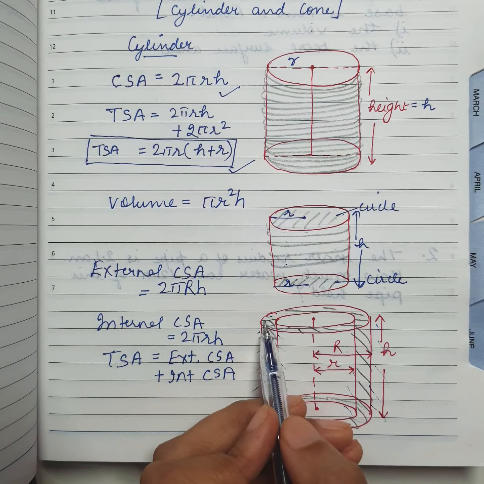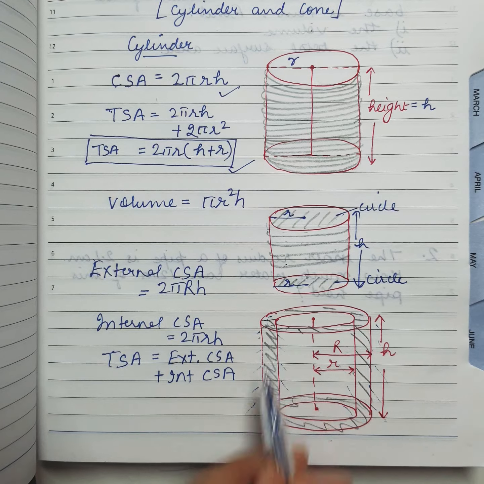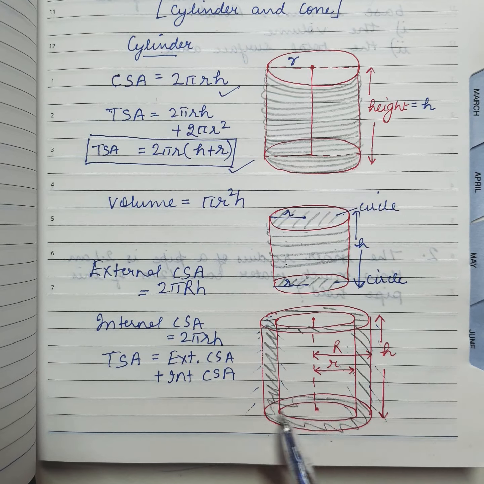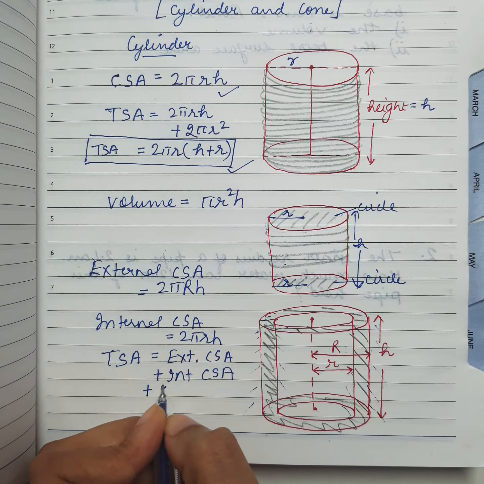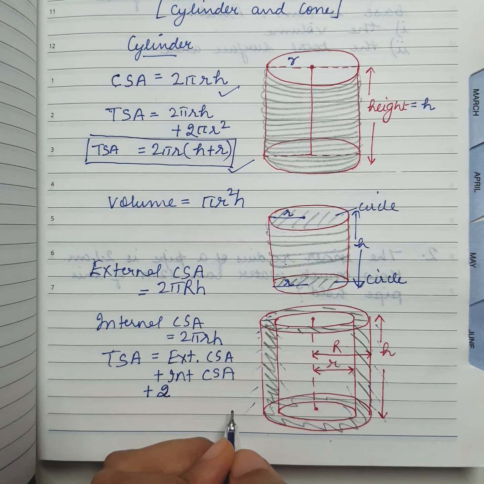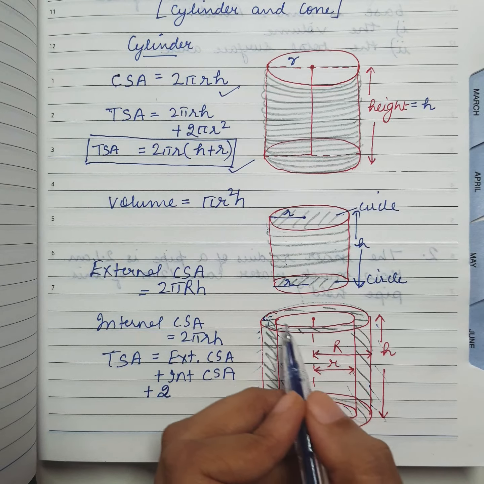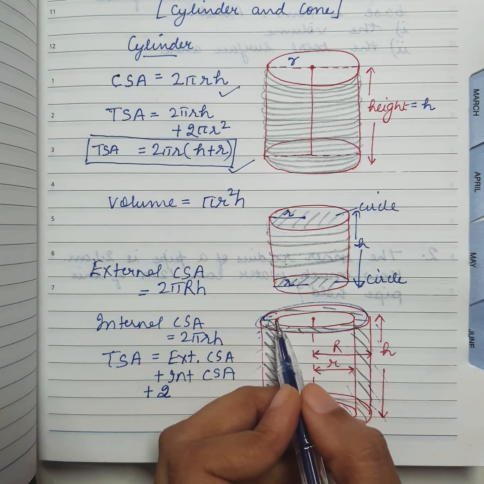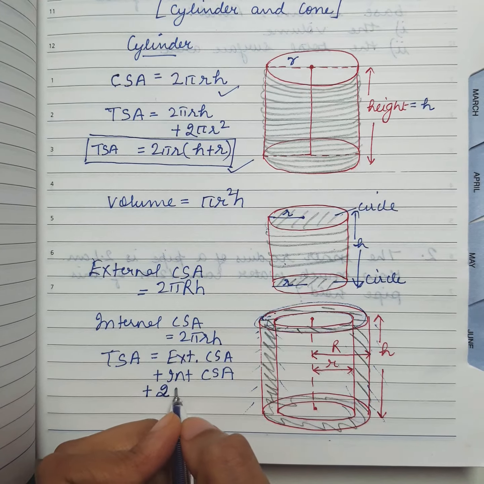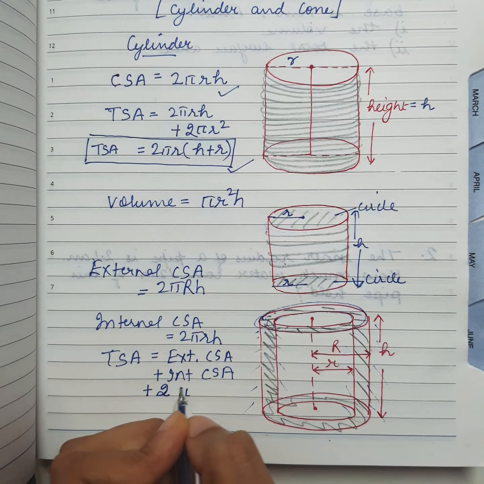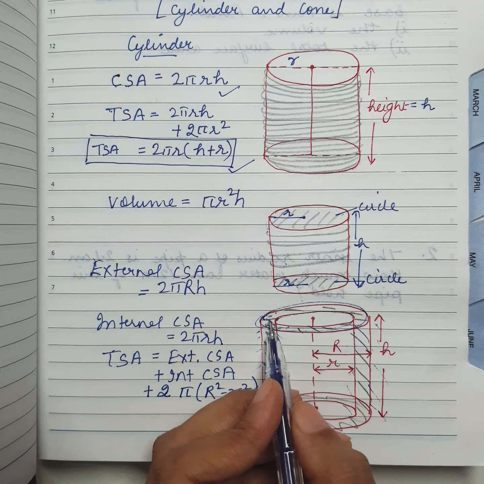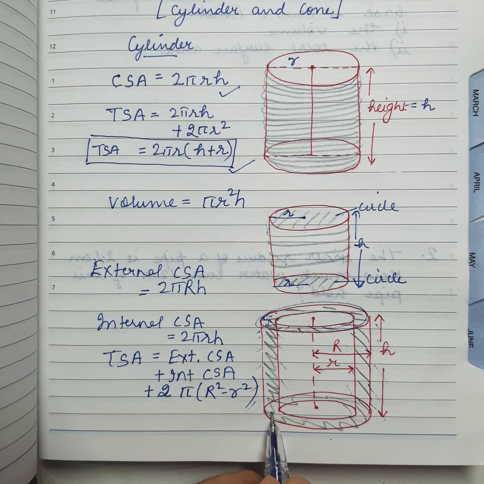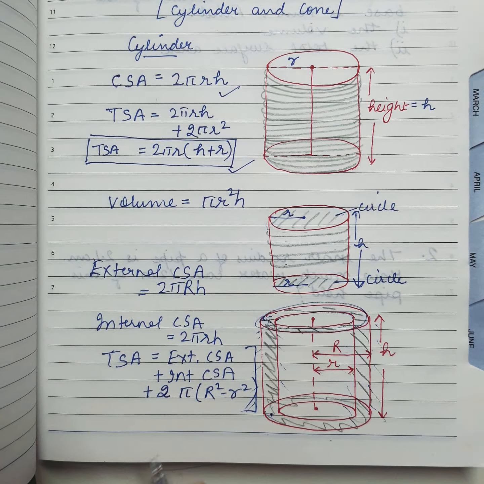Then we are going to paint the top and the bottom, and top and bottom are two rings. So area of two rings, rings का area क्या होगा, outer circle minus inner circle, which is actually 2 pi (R square minus r square). 2 means first this ring and then second ring. So this is the final total surface area.